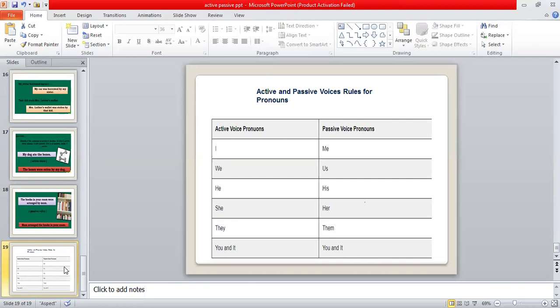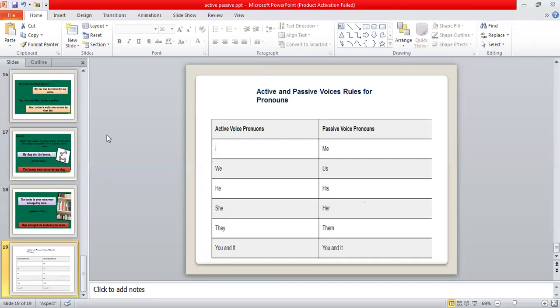We is the subject pronoun and us is the object pronoun of we. He is the subject pronoun and him is the objective case of he. She is the subject pronoun and her is the object pronoun of she. They is the subject pronoun and them is the objective pronoun of they. You and it are the subject pronouns and there is no change at all. You and it are the object pronouns as well. So this is how you can easily change the pronouns whenever you have to change the sentences from active into passive voice. I hope, students, your basic idea of active and passive voice is quite clear.